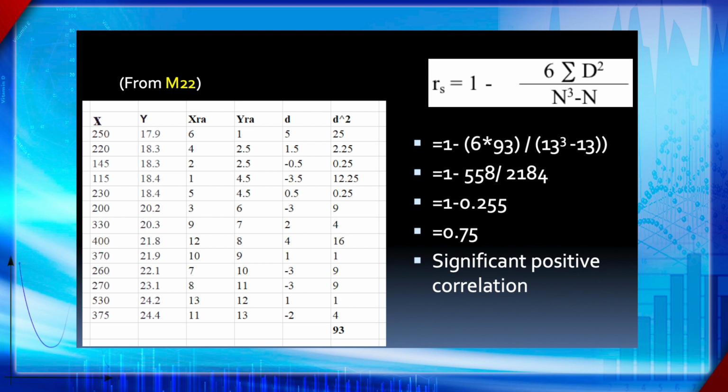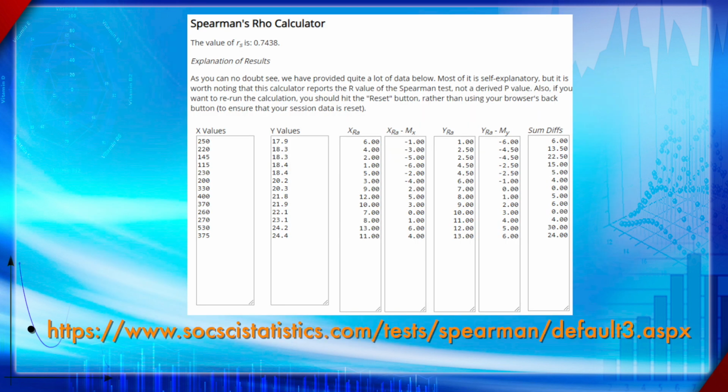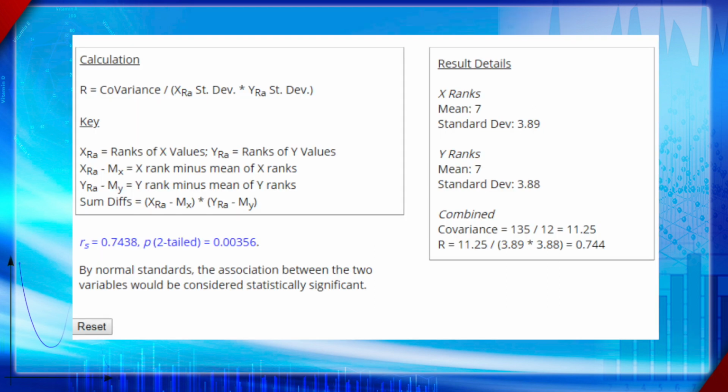You are going to get a solution of 0.75, that is Spearman's rho, which indicates a significant positive correlation between these two factors. And the same thing you can do in an online calculator, which I have already linked on the site. The online calculator also gives a similar Spearman's rho value. One advantage is that it can also calculate the exact p value, and here you can see the exact p value is much lesser than 0.05, which means the results are significant.